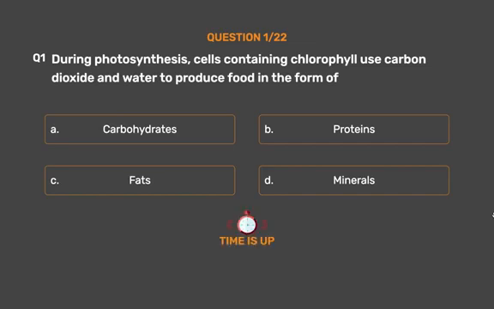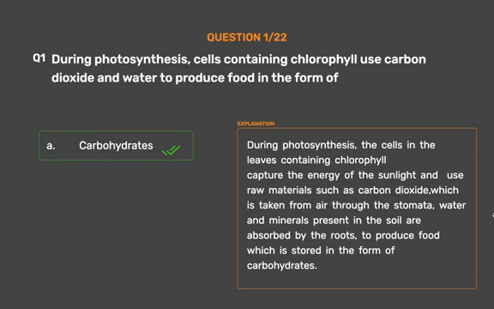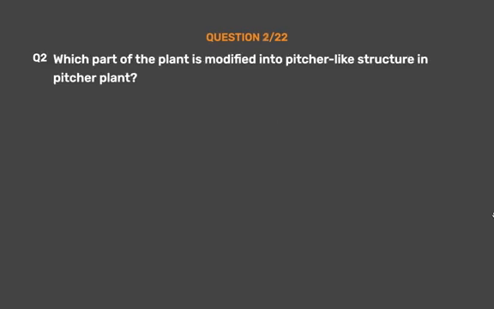The correct answer is Option A. Carbohydrates. During photosynthesis, the cells in the leaves containing chlorophyll capture the energy of the sunlight and use raw materials such as carbon dioxide, which is taken from air through the stomata. Water and minerals present in the soil are absorbed by the roots to produce food which is stored in the form of carbohydrates.